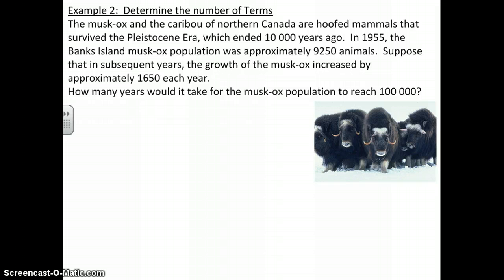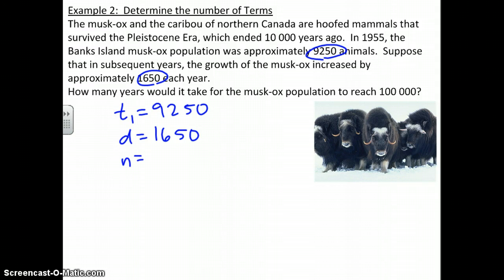Okay, so the information here, this first stuff is just interesting to learn. It tells us in 1955, they started with 9,250. So that's our T1. And then it tells us that they go up by 1,650 each year, right? So that's our D. That's how much it's increasing each year. How many years would it take to reach 100,000? So it's asking for N. How many years is it going to take to get to 100,000?